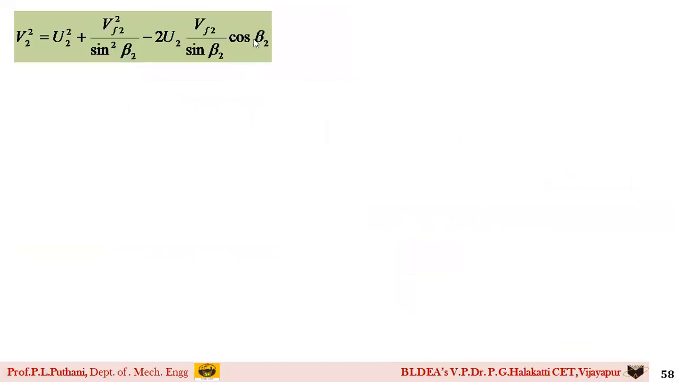Simplification. Cos beta 2 by sin beta 2 is nothing but cot beta 2. Then 1 by sin square beta 2 is nothing but cosec square beta 2. And we will replace the terms here now. That is, we are replacing u2 in the form of 2u1, which is also equal to 2Vf1. So now it is u2 square; squaring this 2Vf1 gives 4Vf1 square.